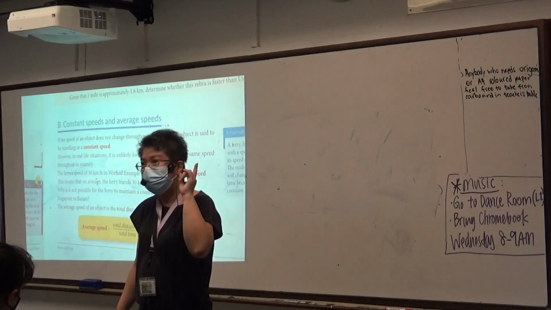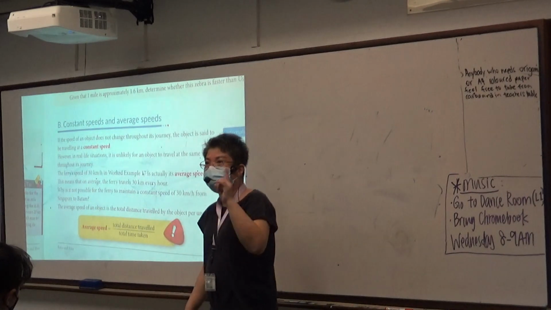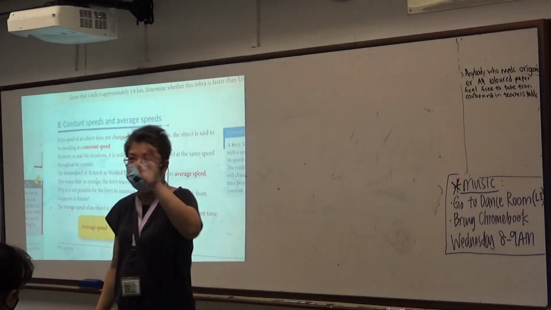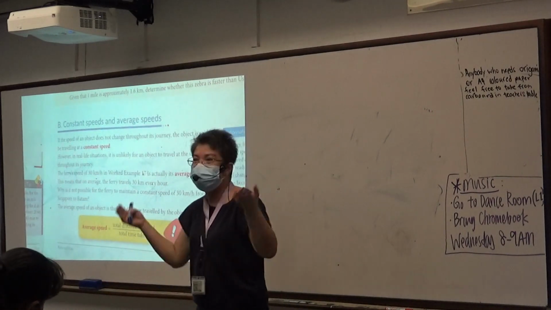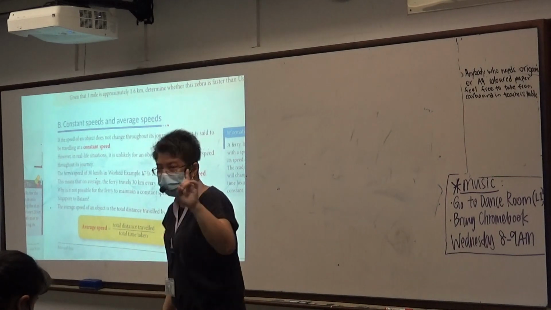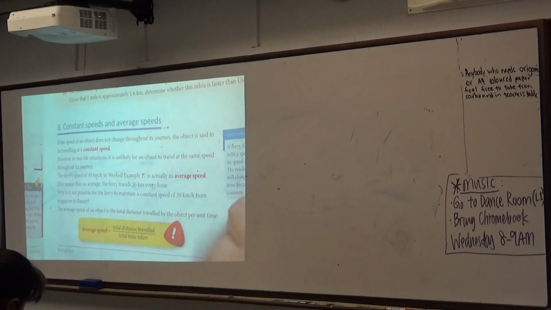So, the average speed is total distance divided by total time, and the total time includes the rest time. You cannot say you're going to deduct away the rest time. No. Do you understand? If you stop there and talk to your friend, it's also counted. Okay? So are we clear here? Alright? Okay, go.